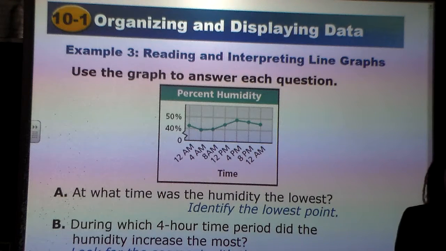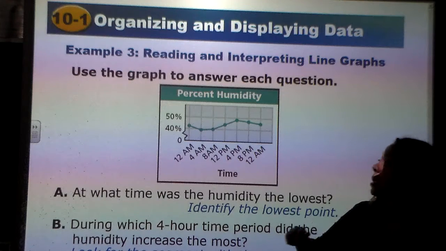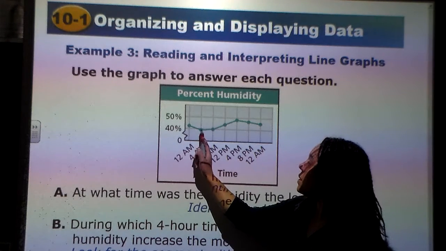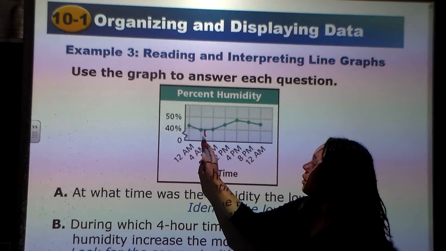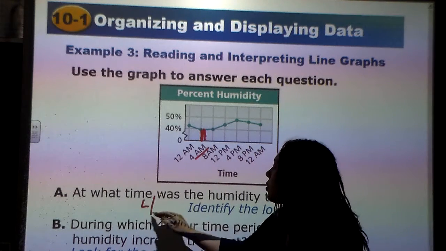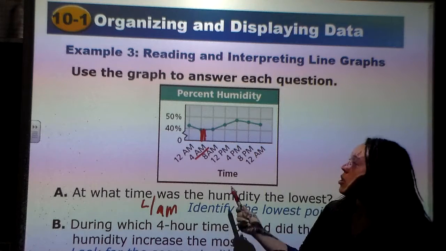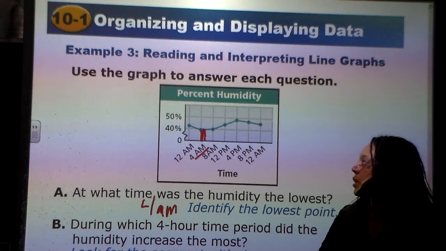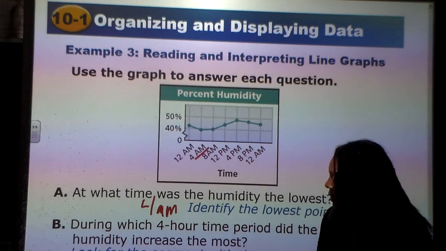In the blue it gives you a hint what to do. Well, at the lowest, you're going to look at the lowest points because it's measuring. I look at the lowest points, which seem to be here, which looks like about 4 a.m. Okay? So 4 a.m. is the answer on that one. I just look to see the points that are on the graph and read what it says.